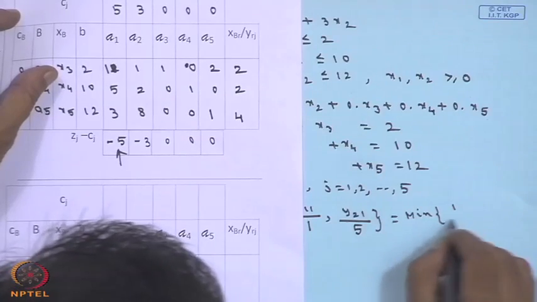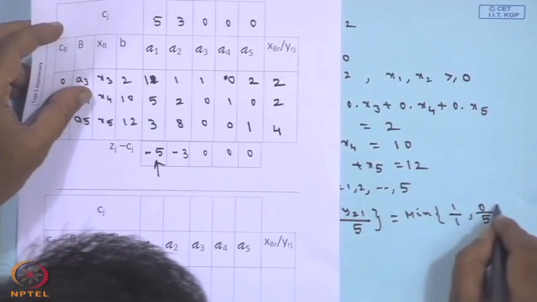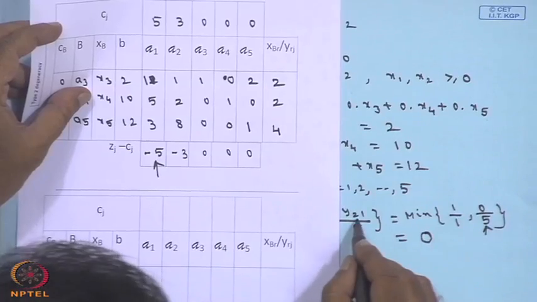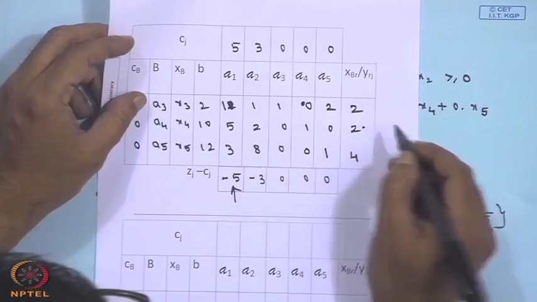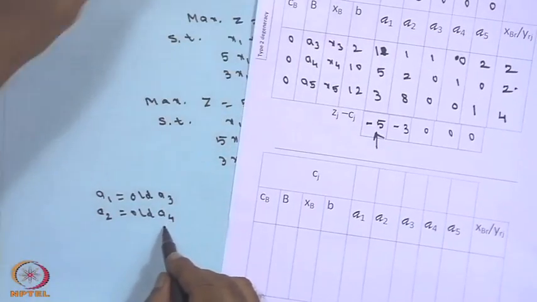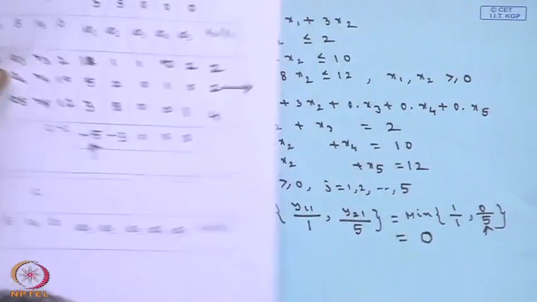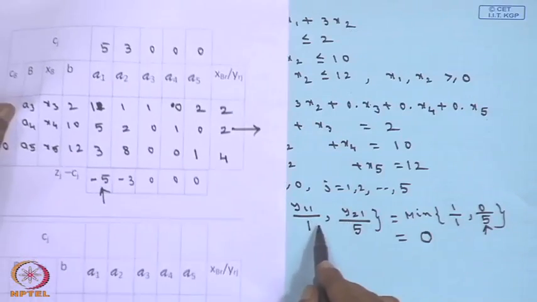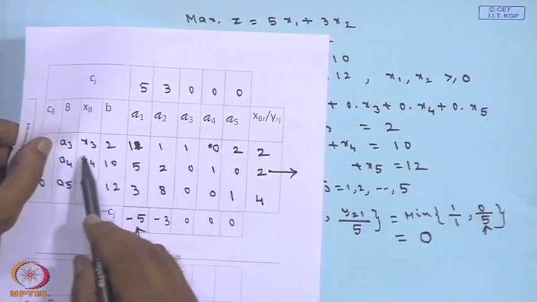And y21 is 0, so this is 0 by 5. Therefore, the minimum is 0, that occurs for the second one, so the departing vector will be a2. What is a2? A2 is old a4, if you see. Therefore, your departing vector will be this one. Like this way you have to break the tie. I think it is clear. Minimum of y11 by 1, 1 is coming from here, by 5 for the second one is this one, and what is y11? Y11 is corresponding to a1.